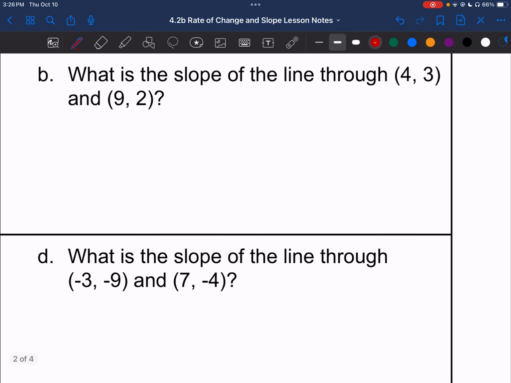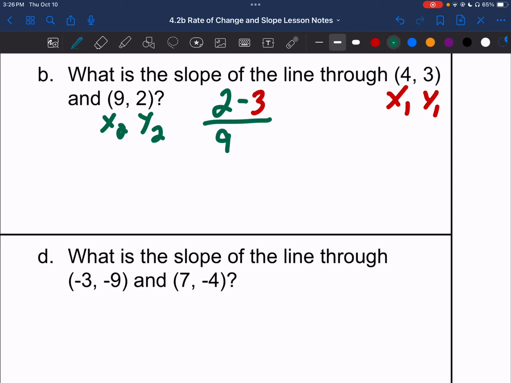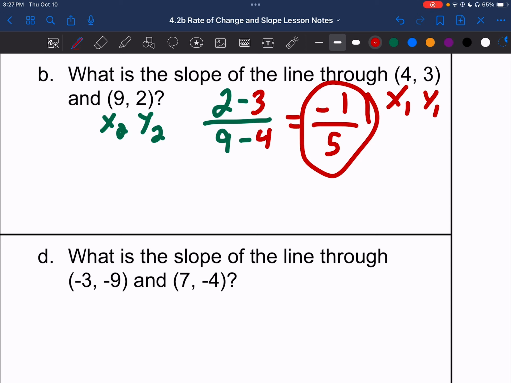Letter B. What is the slope of the line through 4, 3 and 9, 2? So let's identify our points. x1, y1, x2, y2. And if we go ahead and do the subtraction, we do 2 minus 3 over 9 minus 4. 2 minus 3 is negative 1 over 9 minus 4 is 5. All right. And that's our final answer for the slope.